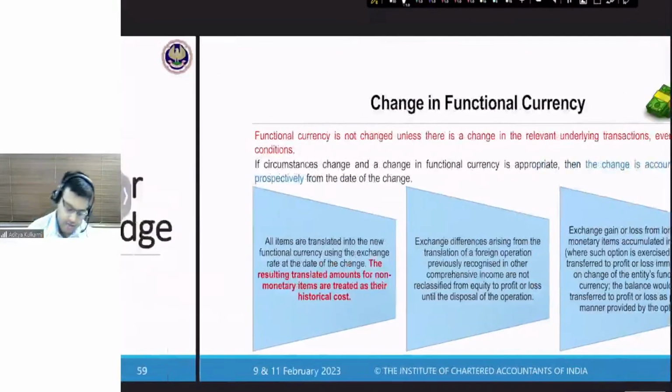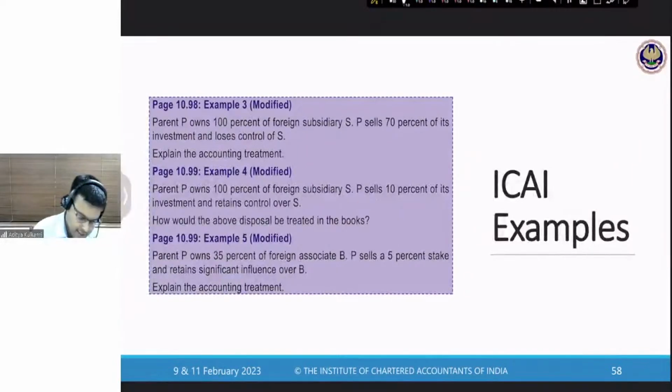Okay, fine. Let us do this. So this is from your study module. So parent P owns 100% of the foreign subsidiary S. P sells 70% of its investment and loses the control. Of course, I'll be uploading the answer sheet also in the assignment section by end of today. So you can have access to it. Parent P owns 100% of foreign subsidiary S. P sells 70% of investment and loses control. So what will I do?